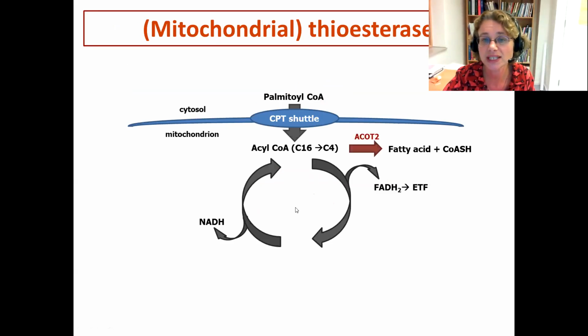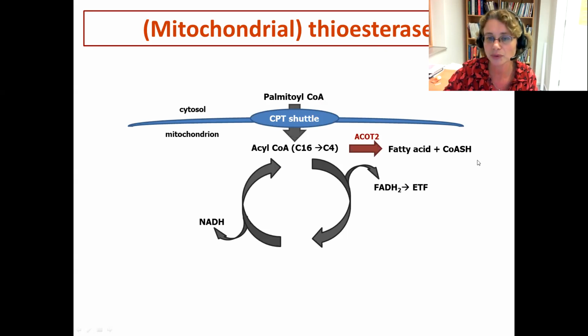thioesterase. What this does is, if you have the palmitoyl-CoA or acyl-CoA, which is now in the mitochondria, it should go into the beta oxidation, but it can also be hydrolyzed. So then you just split this again into a fatty acid and a coenzyme A. So you take it out of the system. It can be recycled again. It costs energy to recycle it, but you can recycle it again to go back. But for the moment, you take it out of the system.